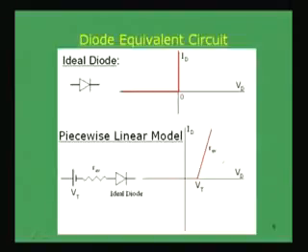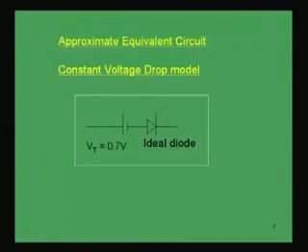Another model we have got, and a further simplification from this piecewise linear model, will be the constant voltage drop model. It is an approximate equivalent circuit from the piecewise linear model. So, in this constant voltage drop model we have the cut-in voltage 0.7 volt and the ideal diode will be denoting the conduction part of the diode.